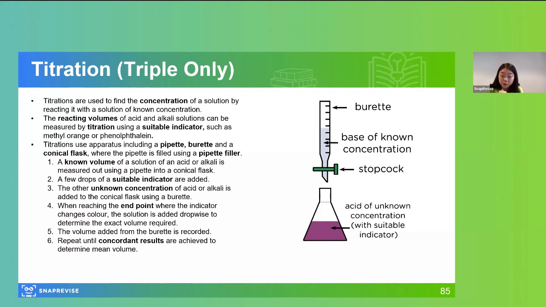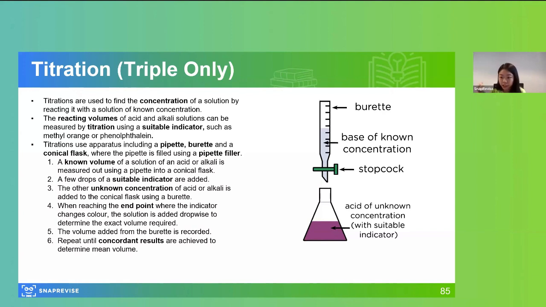First, take a known volume of the solution of this acid or alkali, whatever you're using, and measure it out using a pipette and put it into a conical flask. This is the solution that you don't know the concentration of, but you need to have a fixed volume. This is very important for titration calculations. Then add a few drops of indicator, never a whole bottle, just maybe 2 to 3 drops.